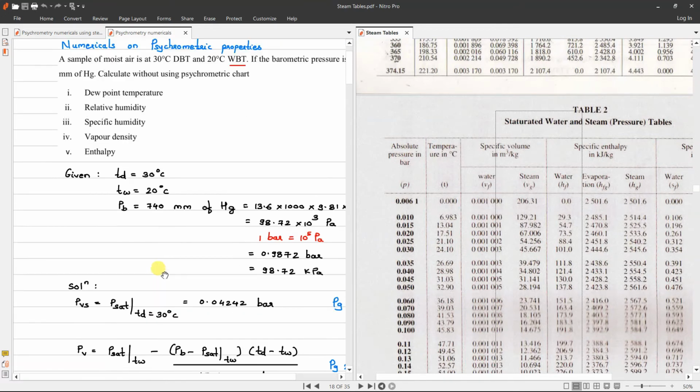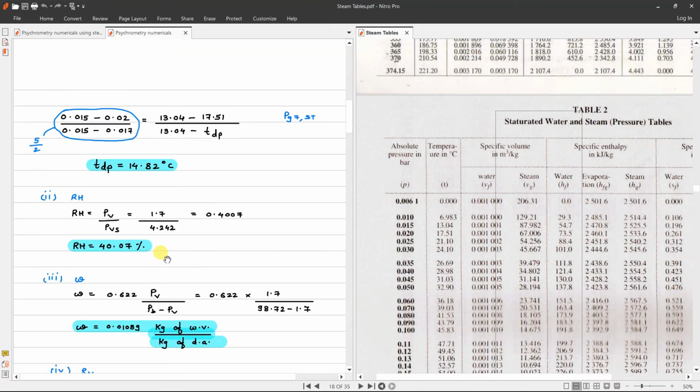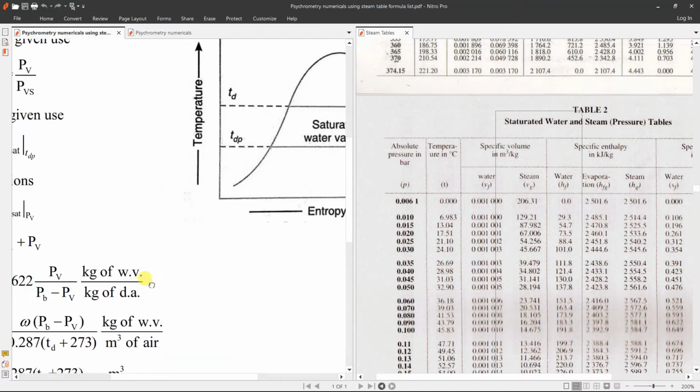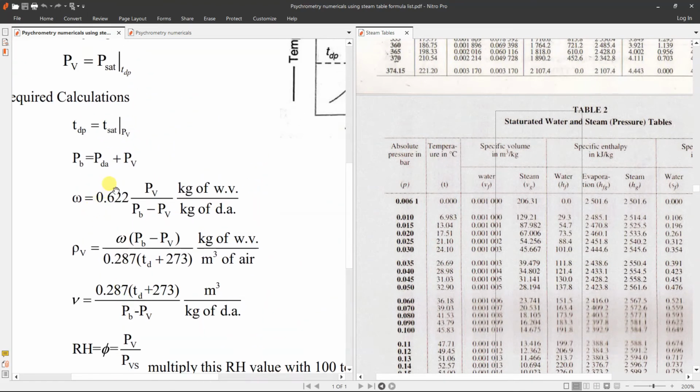Next question, specific humidity. Specific humidity omega is 0.622 PV upon PB minus PV. All the formulas are listed in the formula list. Here you can see specific humidity is given as 0.622 PV upon PB minus PV.